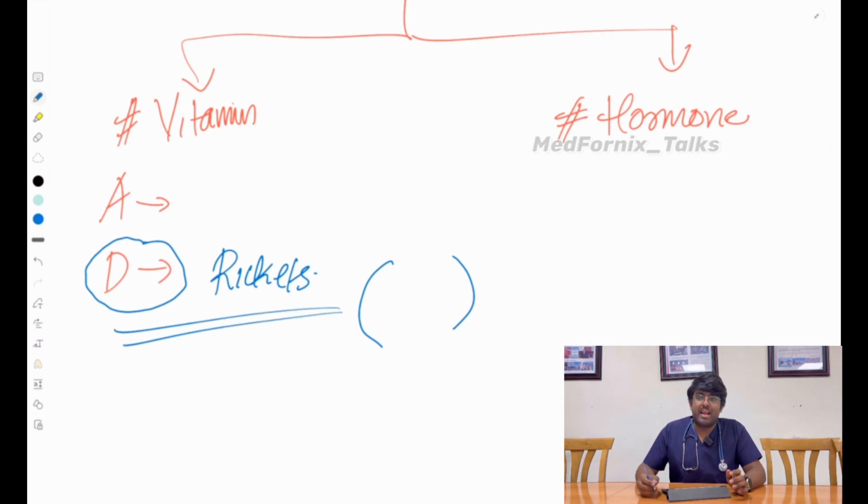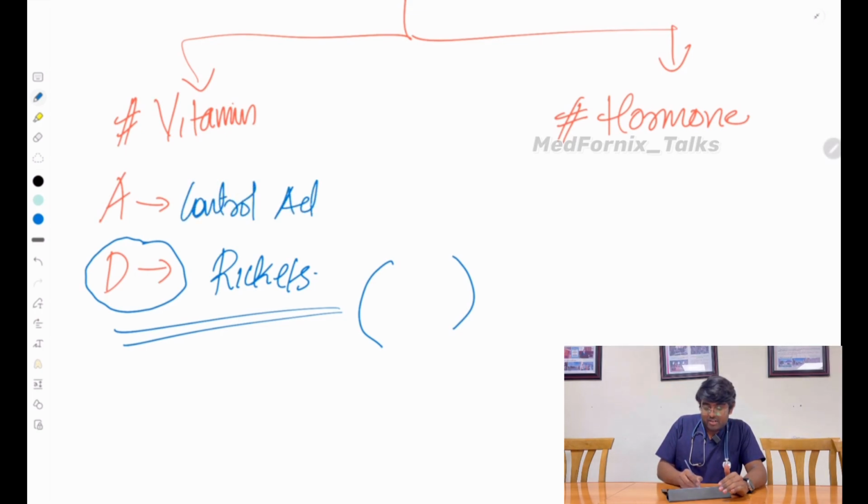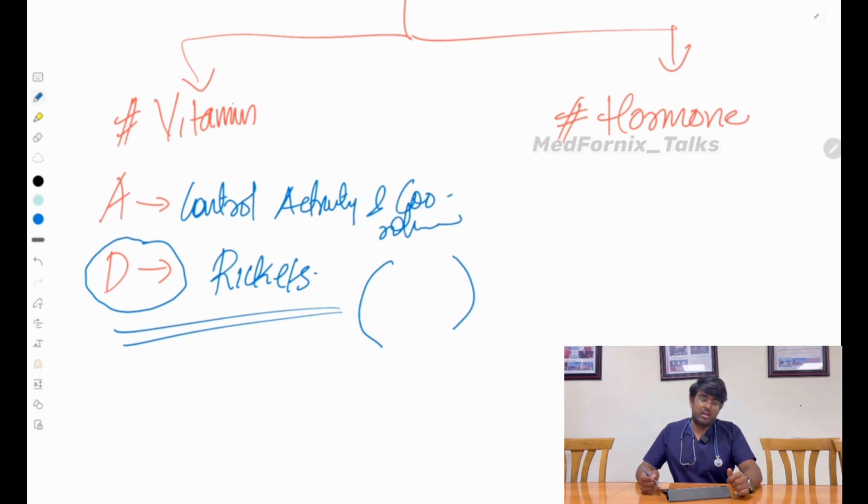Then vitamin A is very important because it controls the activity and the coordination of the bone. Control, activity, and coordination. So vitamins A and D are more important.